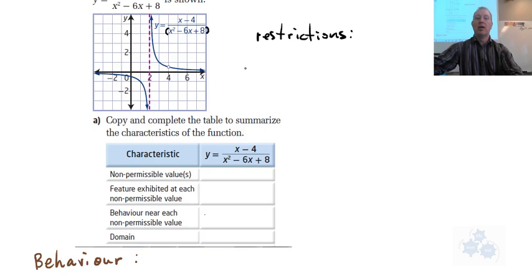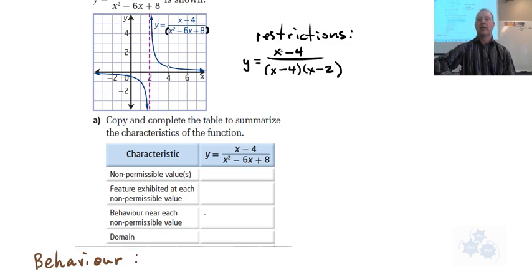So what we should do is factor the denominator to see. What two numbers multiply to 8 and add to negative 6? Negative 4 and negative 2. So that's how this trinomial is factored. Negative 4 and negative 2 add up to negative 6, and multiply to positive 8. Okay? Before I do any dividing out or simplifying, let's take a look at this.